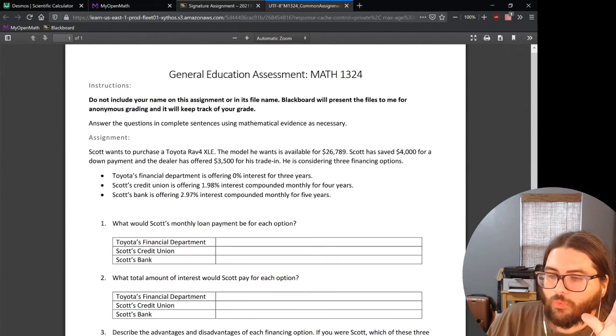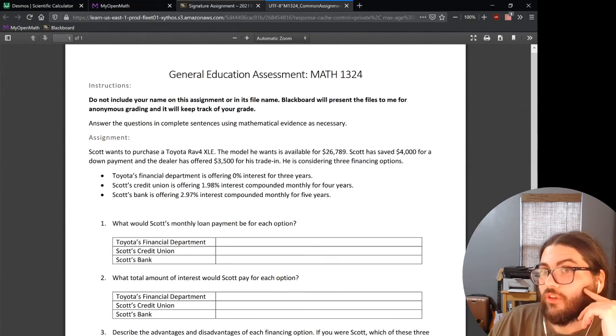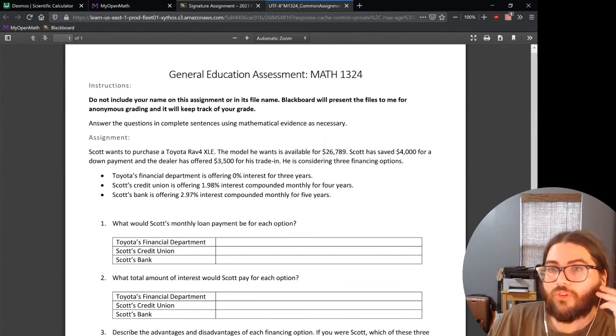So post in the boards though, right? Just because you can't ask me, quote unquote, doesn't mean you can't ask each other. So feel free to post on the boards about this, or feel free to get together in the group and ask me about this assignment. It's not super hard, right?